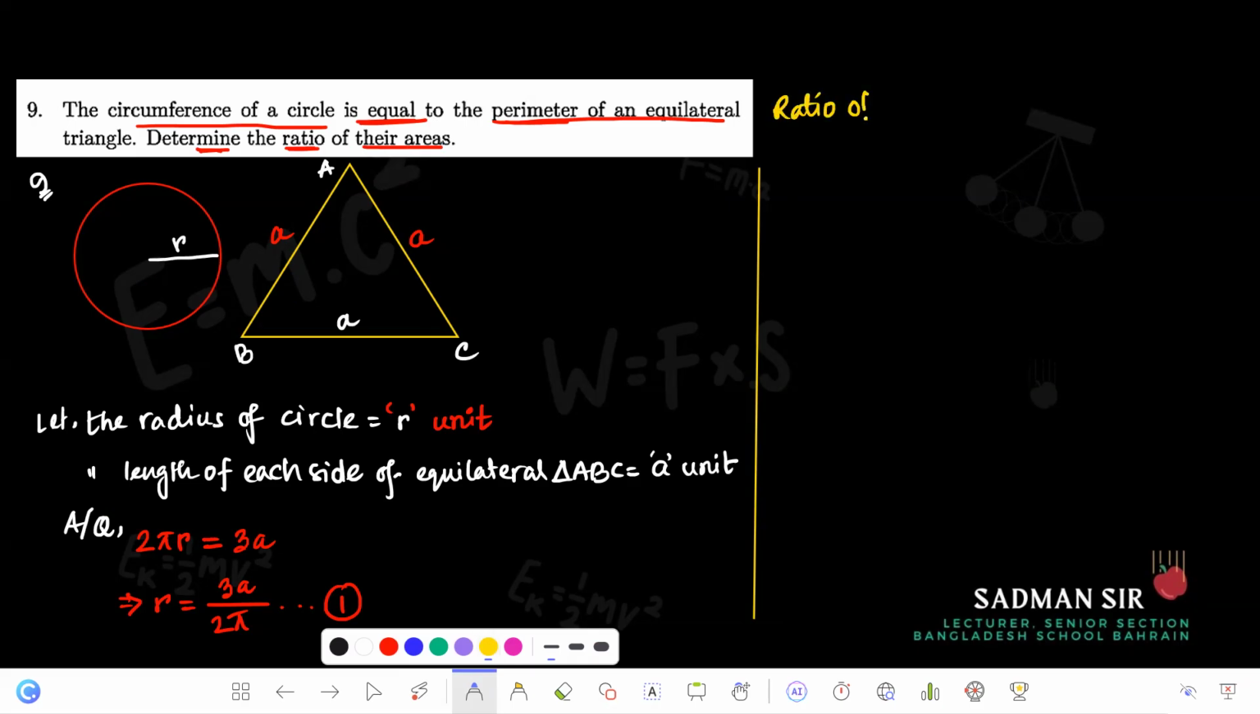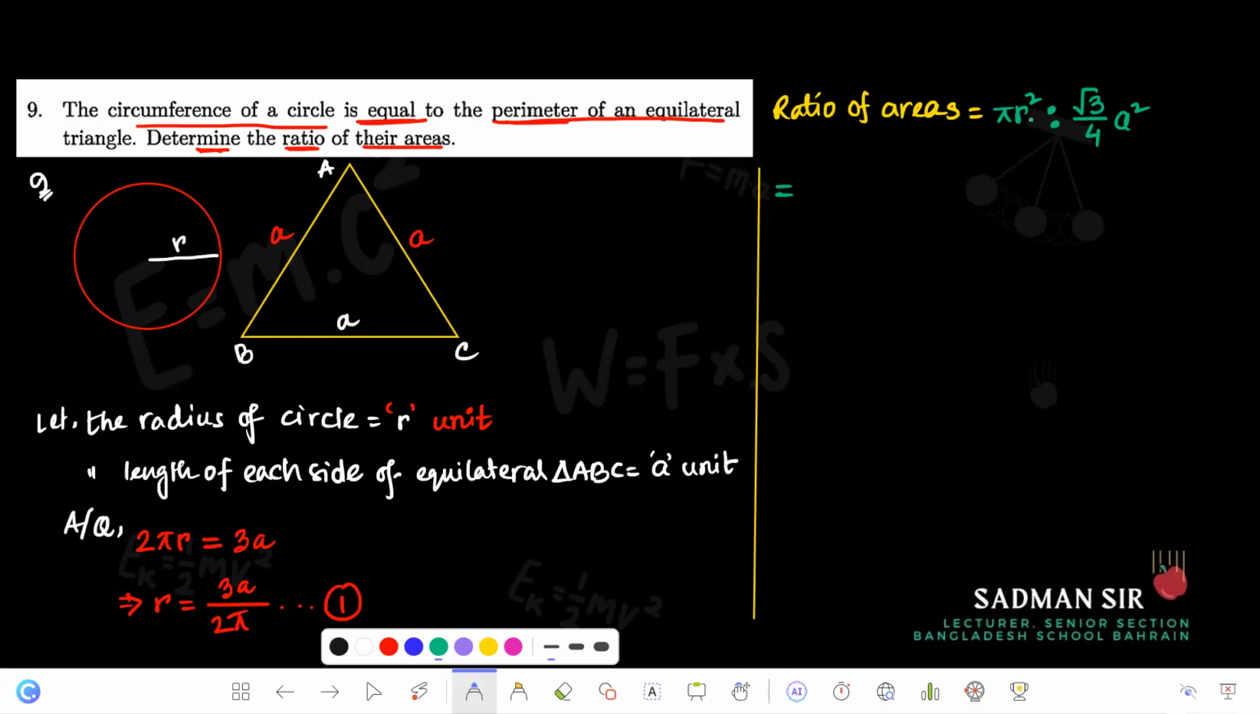Ratio of areas. Now the area of a circle, what is the formula to calculate the area of a circle? It is pi r square. And then the ratio, the area of an equilateral triangle is root 3 divided by 4 a square. All of these formulas you already know, so I'm not explaining this again.